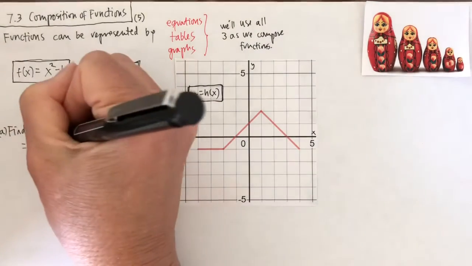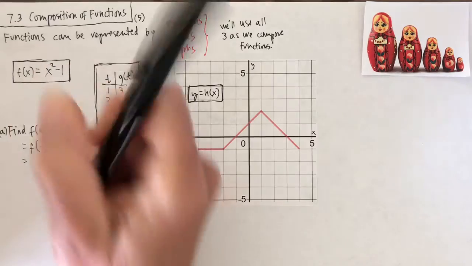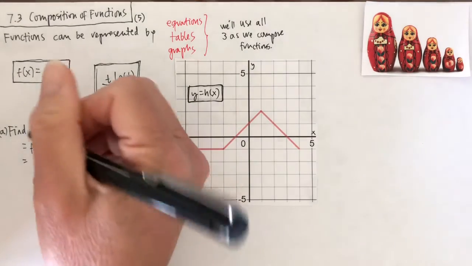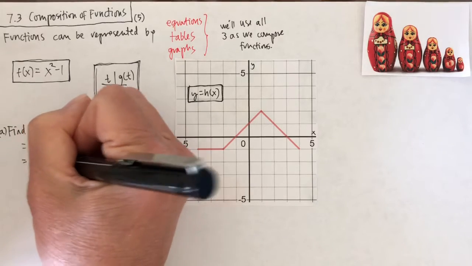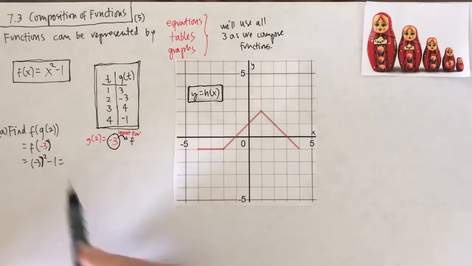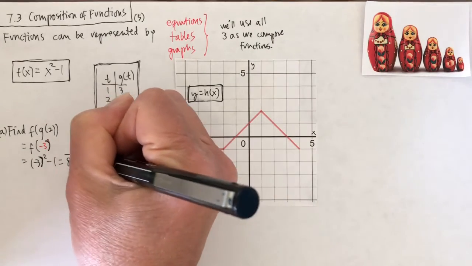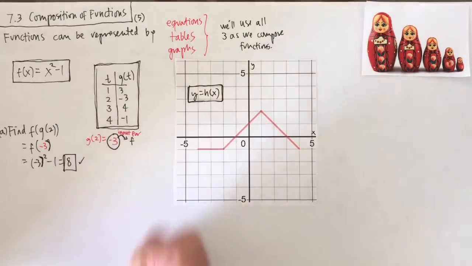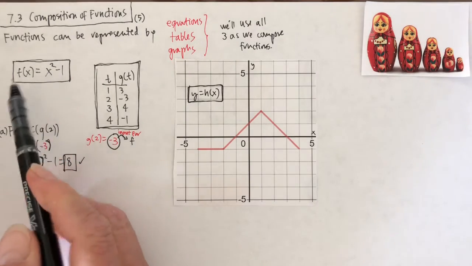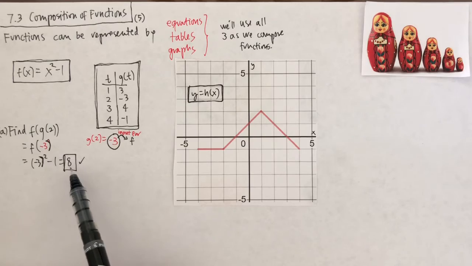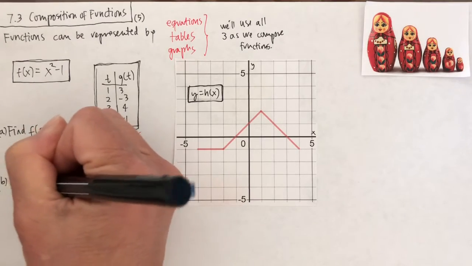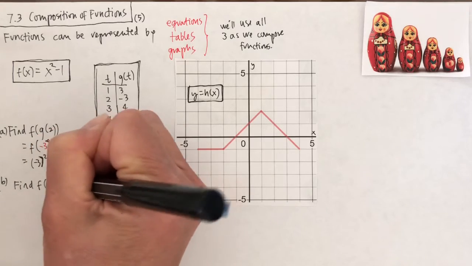And now I look at my function f, and it's described this way. When negative 3 is the input, then this is negative 3 squared minus 1, which is 9 minus 1, which is 8. That's it. So I put 2 into g, I got out negative 3. I took the negative 3 and put it into f, and I got out 8. And this was the ultimate output. Now let's find f of h of 2.